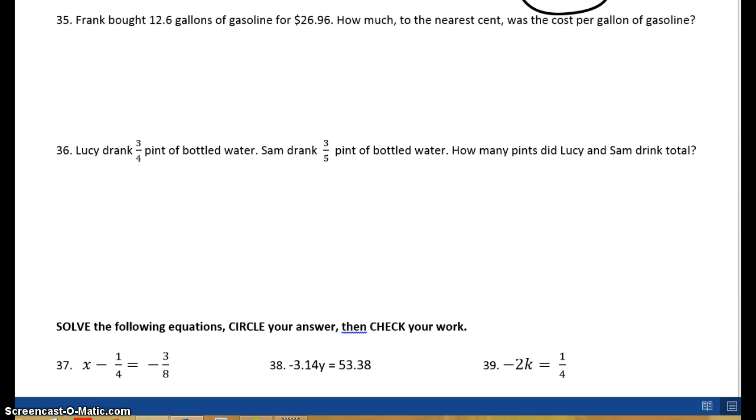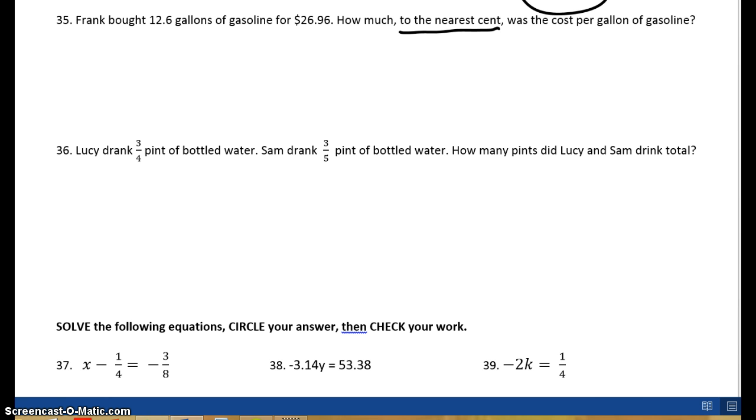Our final answer should be written in a complete sentence. Frank bought 12.6 gallons of gas for $26.96. How much to the nearest cent? So I'm going to underline that, make sure it's to the nearest cent, since we are dealing with money here. We have to make sure we only have 2 decimal points there. What is the cost per gallon of gas?